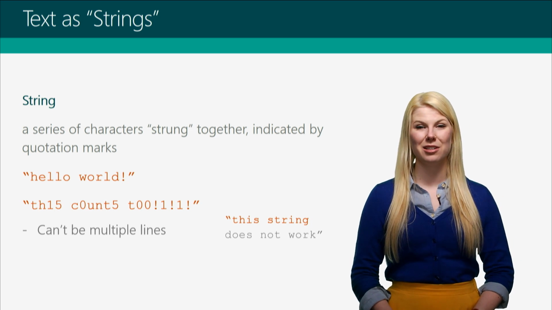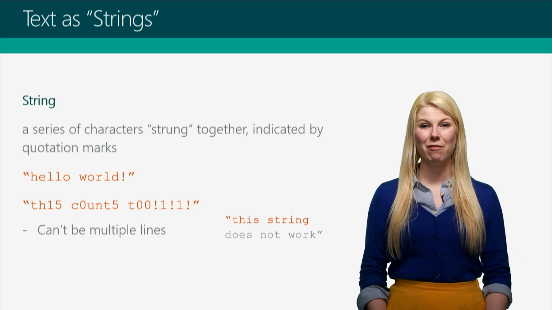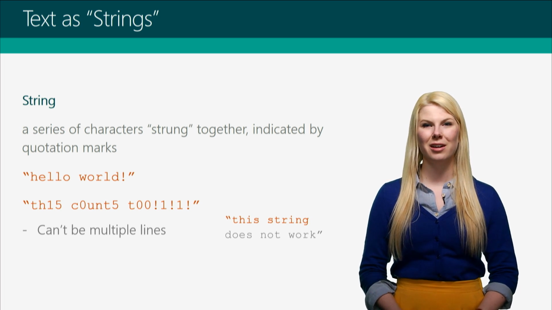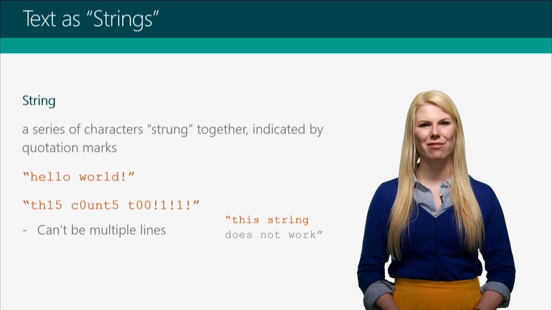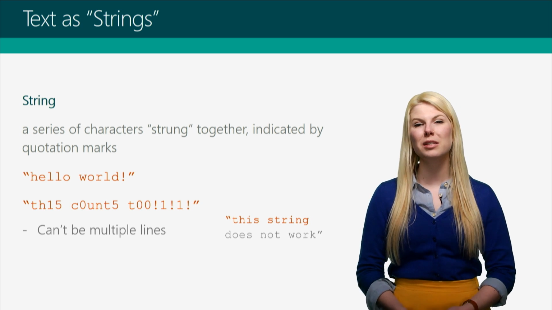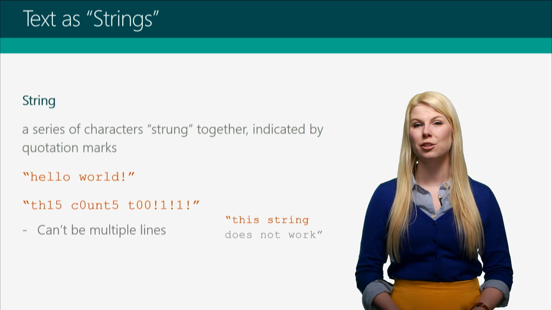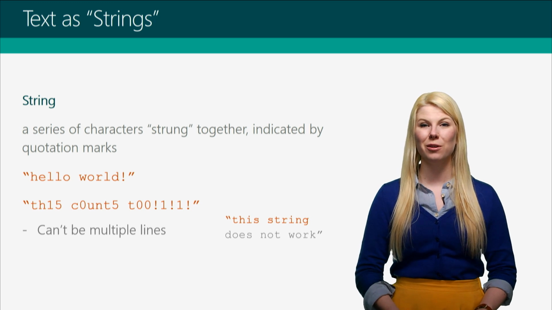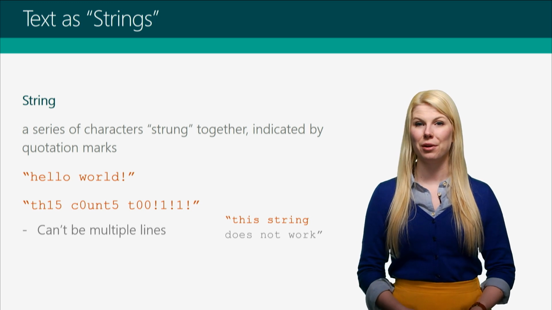Now, not everything's okay in strings. For example, you can't have multiple lines. If you hit enter while you're typing your string, the Java compiler is going to get very confused, and it will do its best to tell you what it recognizes as a string, typically by highlighting it as a different color. So whenever that color goes away, you know something's broken in your string.